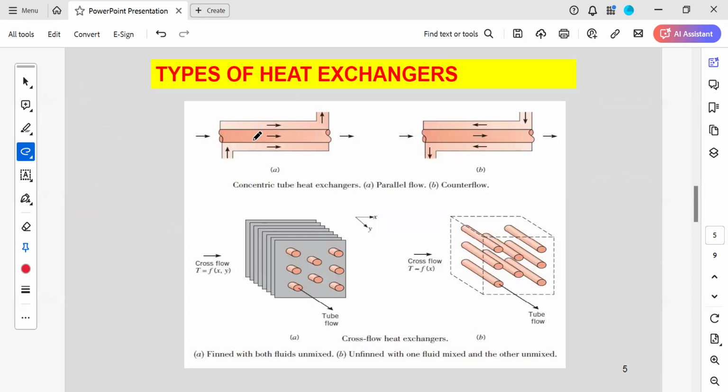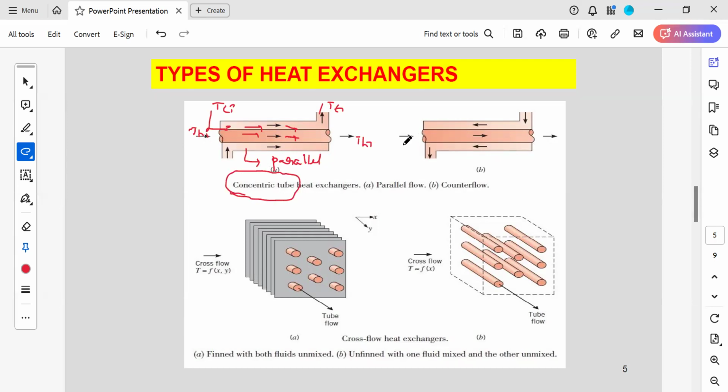We will have parallel flow. Parallel flow means this is the hot fluid inlet THI. This is the hot fluid outlet TH naught. Here this will be TCI. Here it will be TC naught. So if you see, both hot fluid and cold fluid travel in the same direction. That's why it is called parallel flow. And since it is tube and tube, it is called a concentric tube heat exchanger.